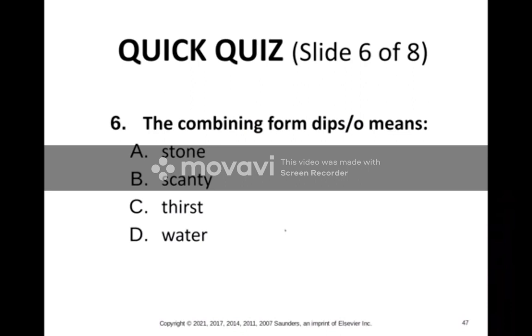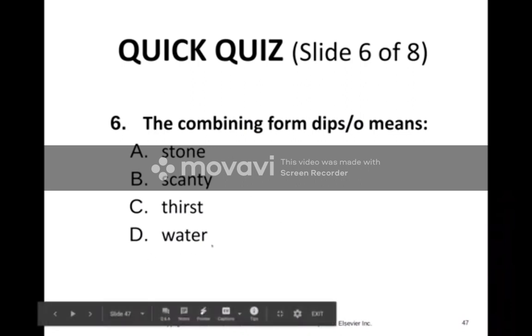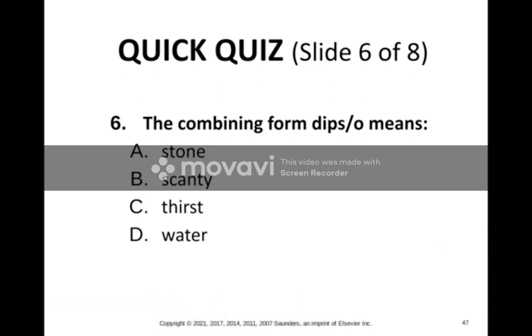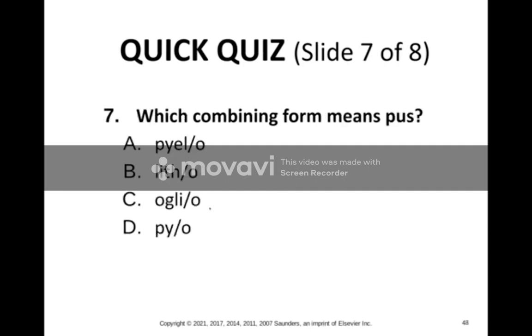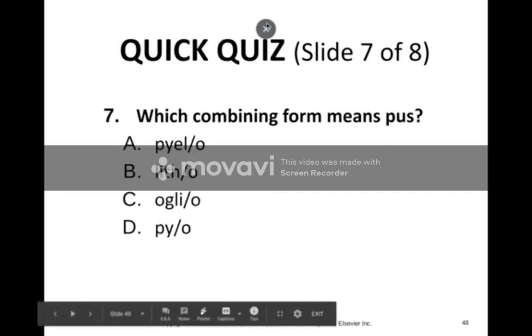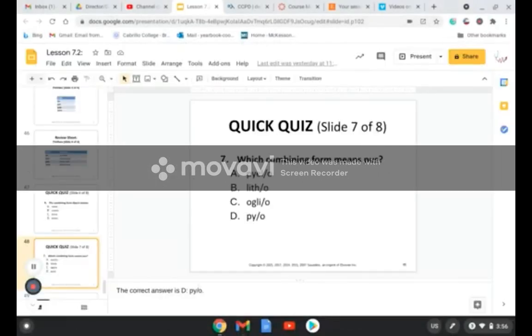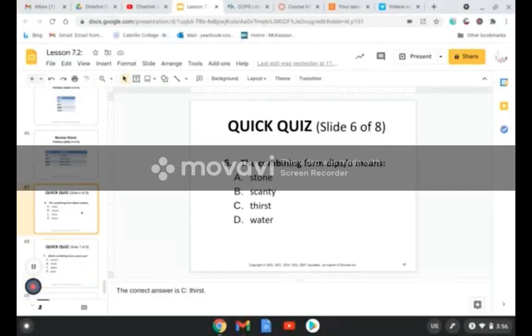And the combining form dipso means what? What do we remember? We just looked at that one, right? Stone, scanty, thirst, or water. So the answer should be C, right? Thirsty. Pretty sure we just looked at that one. Yep.